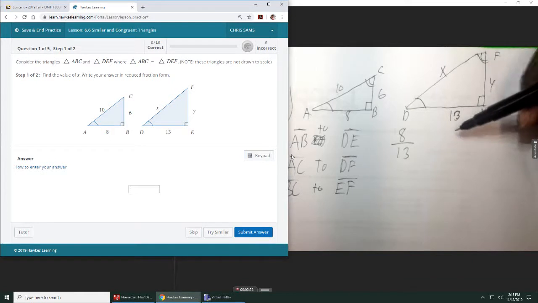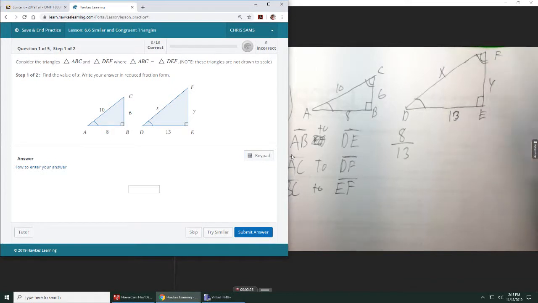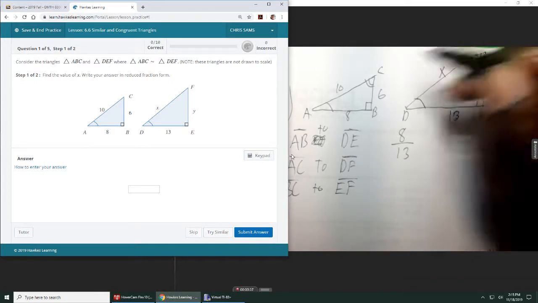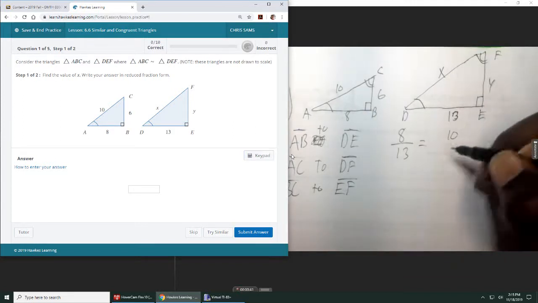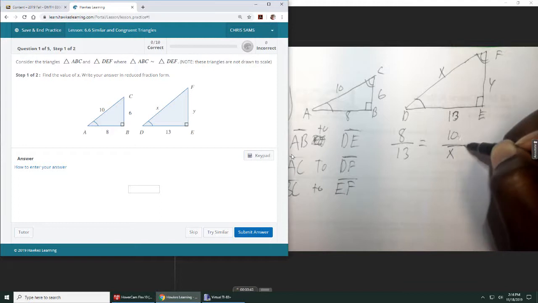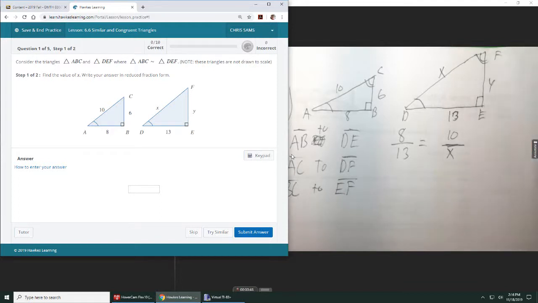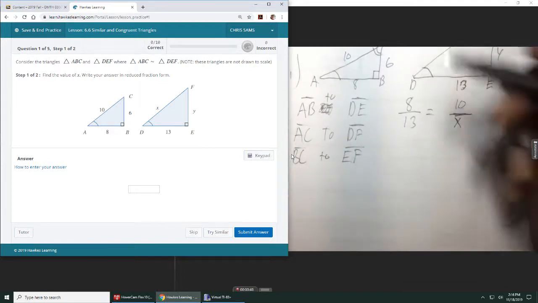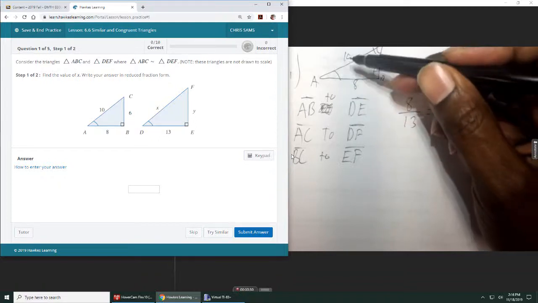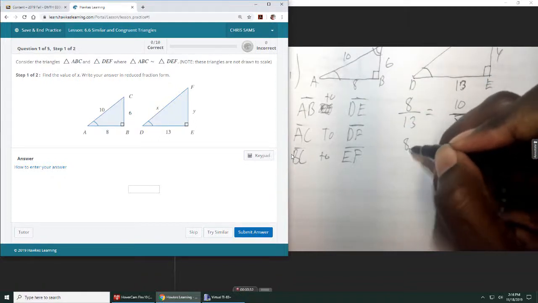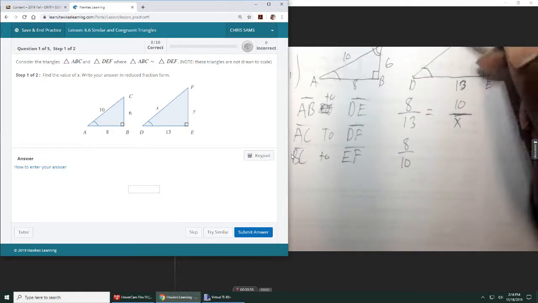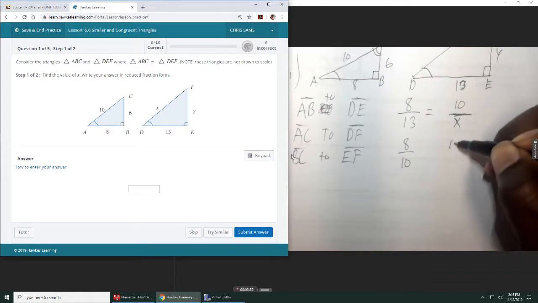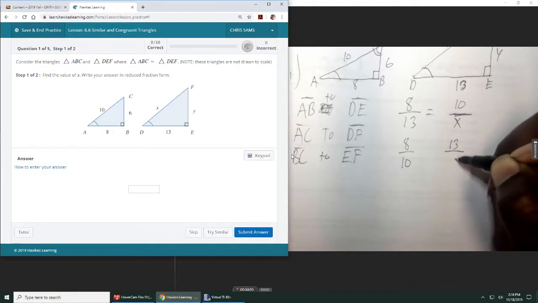So that means I need to also put the small triangle measure over the large. So if I want to figure out x, I'm going to put the small triangle measure first, which is 10, corresponds to x. So 10 over x. This is one way of doing it. I could also compare this with small. So I'm going to say 8 over 10. So I'll put this one over this one, so I have to do this one over this one. It's equal to 13 over x.